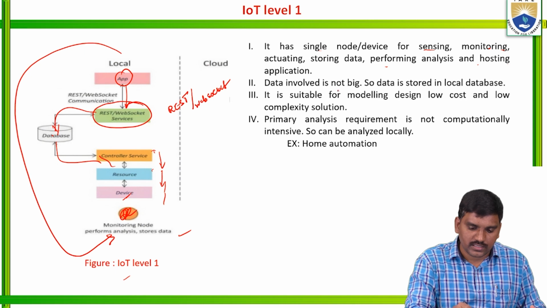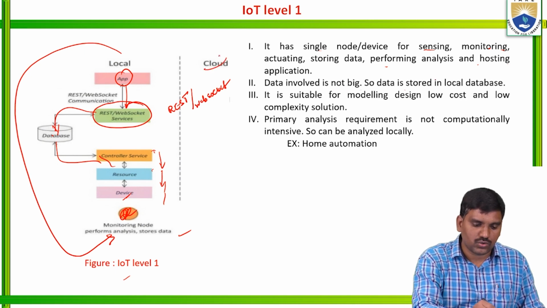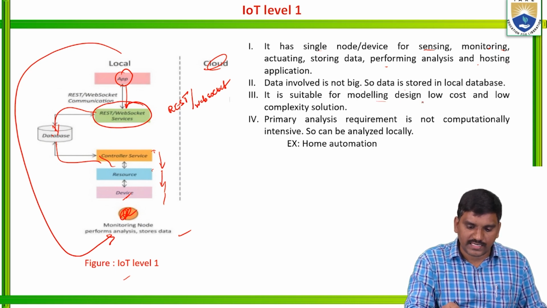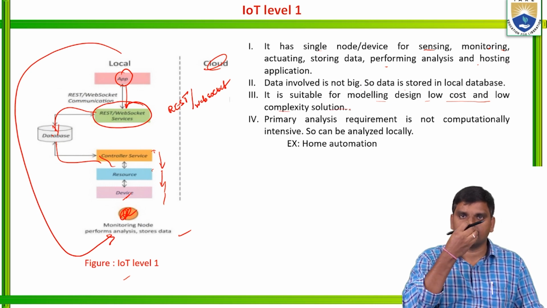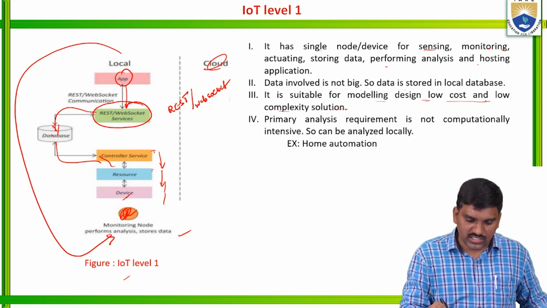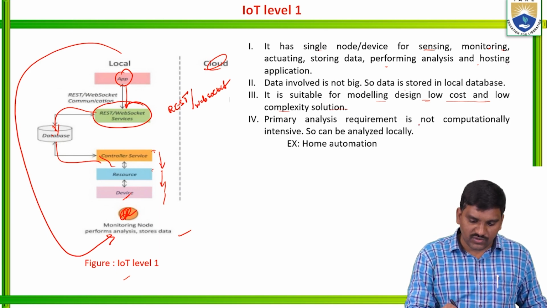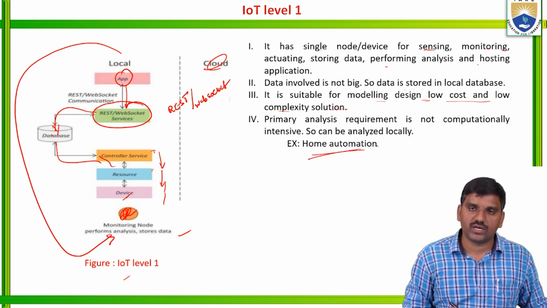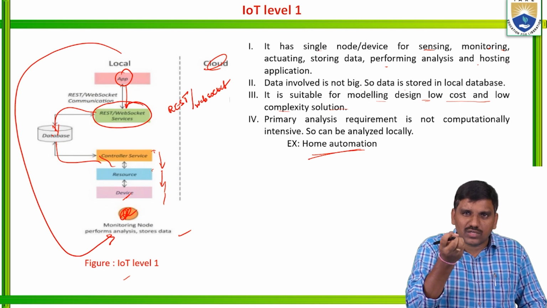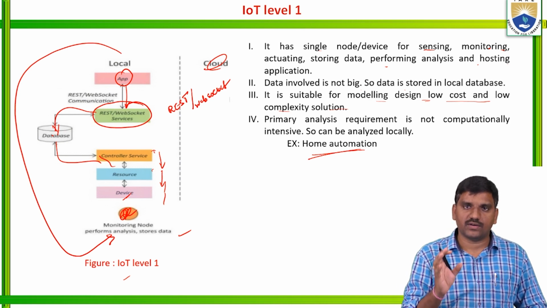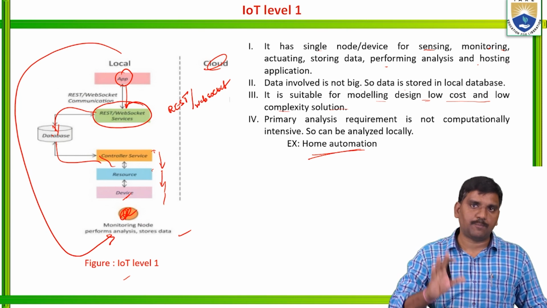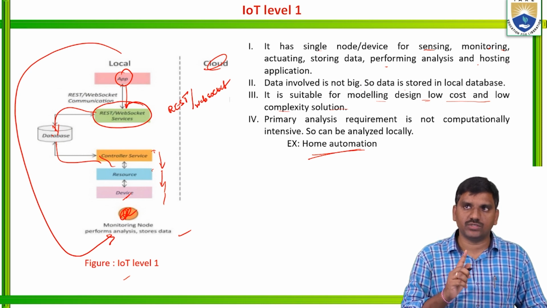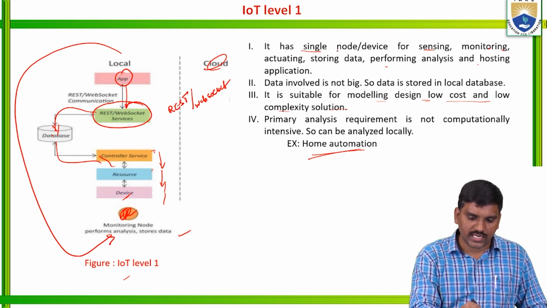Next, the data involved is not big, so data is stored in the local database, not in the cloud database. It is suitable for modeling and designing low cost and low complexity solutions. The primary analysis requirement is not computationally intensive, so it can be analyzed locally. An example for level 1 is home automation. It is used for very small, low cost applications. So this is about IoT level 1. It has a single node.